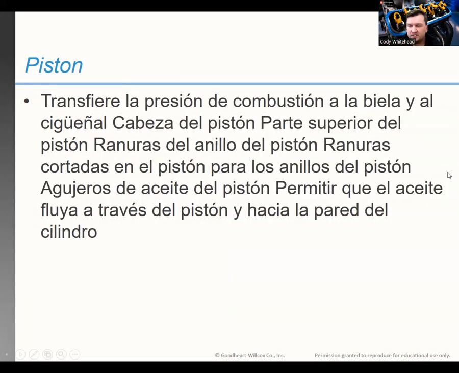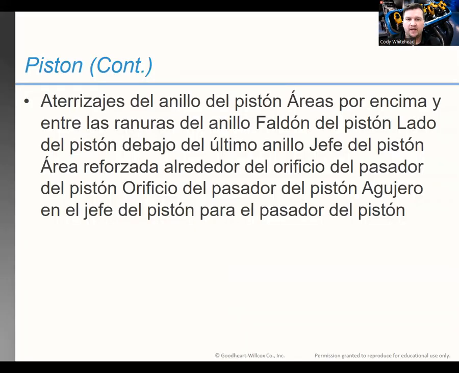Piston transfers the pressure of the combustion to the connecting rod and crankshaft. Piston head is the top of the piston. Piston ring grooves are slots cut in the piston for the piston rings. The piston oil holes allow the oil to flow through the piston onto the cylinder wall and also back down so it can fall back into the oil pan.